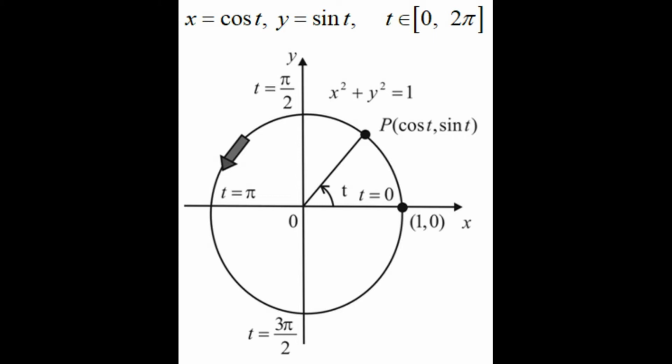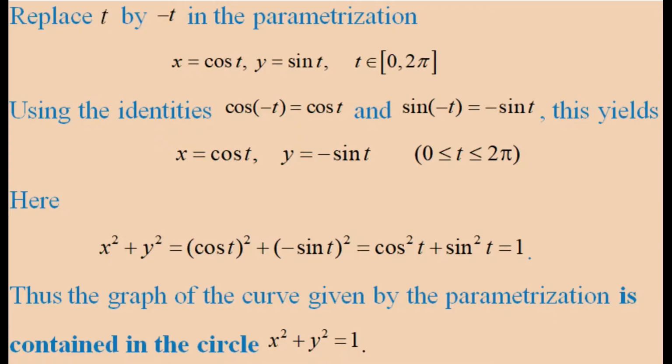To obtain parametric equations for the unit circle with a clockwise orientation, we replace t by negative t in the parameterization x is equal to cos t and y is equal to sin t, where t varies over the closed interval 0 to pi. Using the identities cos of minus t is equal to cos t and sin of minus t is equal to minus sin t, this yields x is equal to cos t and y is equal to minus sin t, where 0 is less than or equal to t less than or equal to 2 pi.